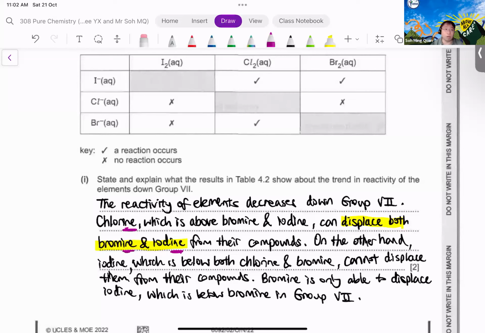Now, this question was not well done, shockingly. So the examiners were very surprised that how come the students don't know how to explain this? And what did they mark for? They marked for this one. Chlorine displaces bromine and iodine. The moment you use the wrong word, wrong, no, zero, no marks the examiners gave. So you must be very, very mindful.